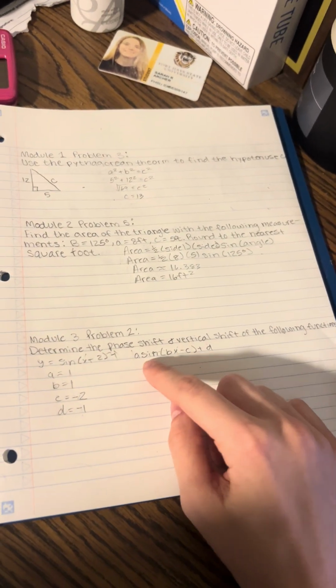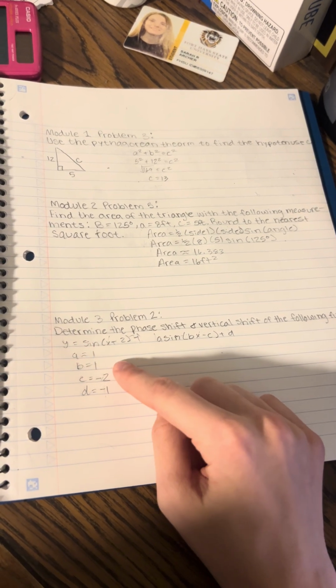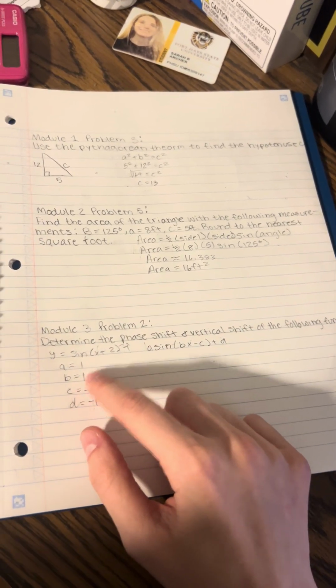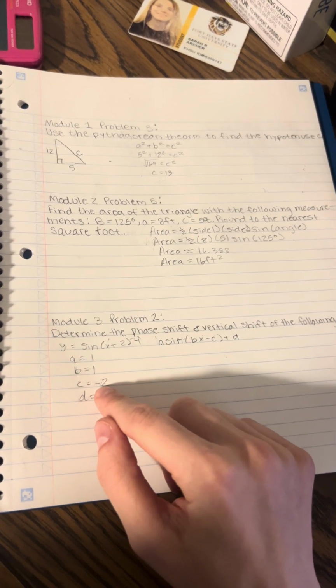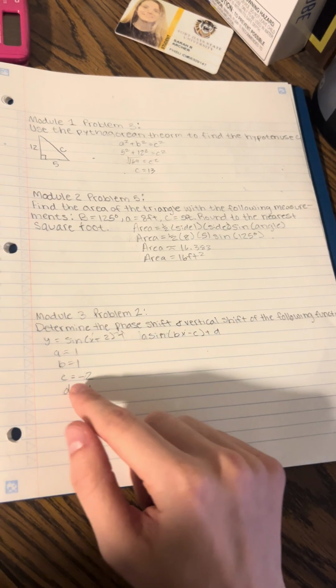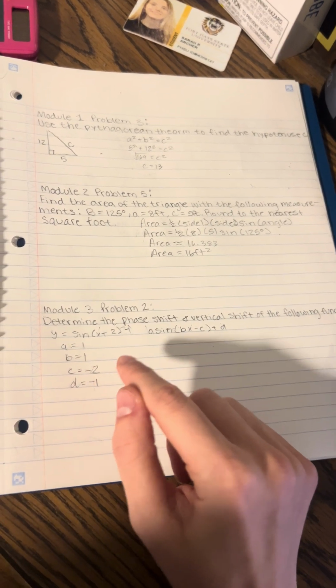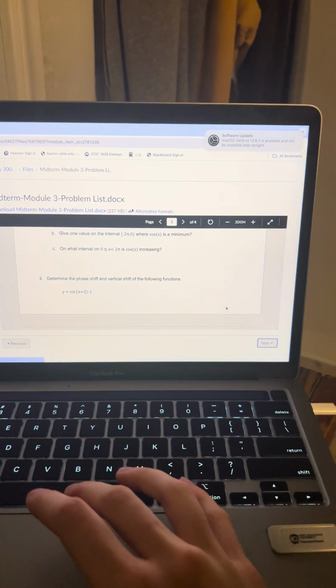Go ahead and show you my work once again. A is the amplitude, and that is 1, because there is no value in front. B is X, so that is 1. And C is the phase shift. Remember, phase shift and vertical shift. So the phase shift is -2, and the vertical shift is -1. I'll go ahead and flip to the very last problem I have chosen to do.